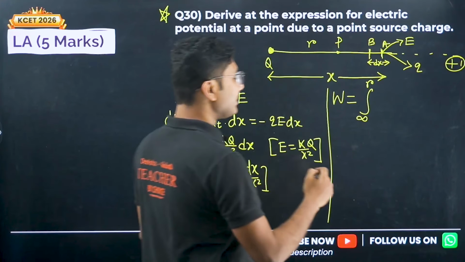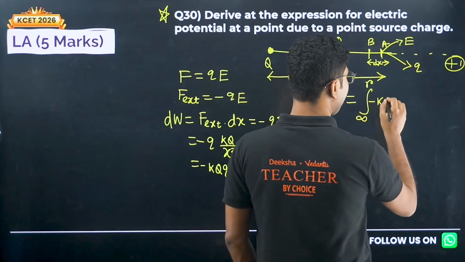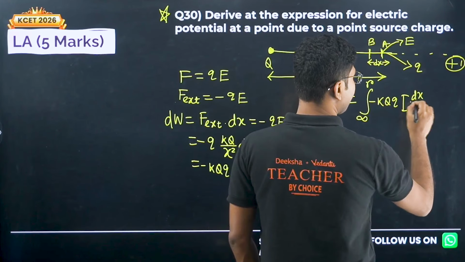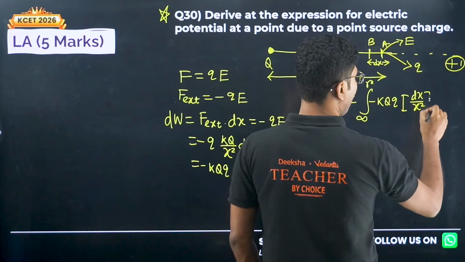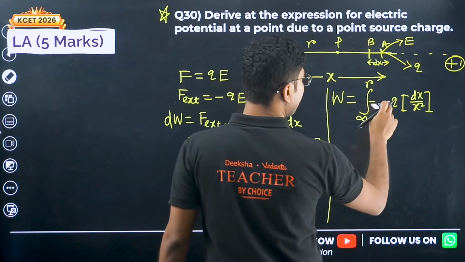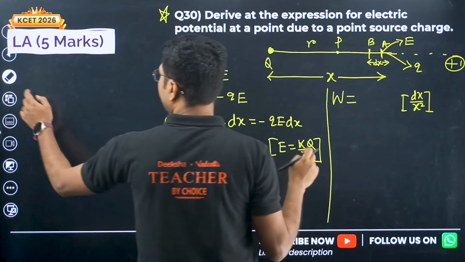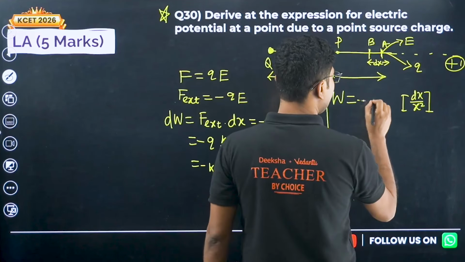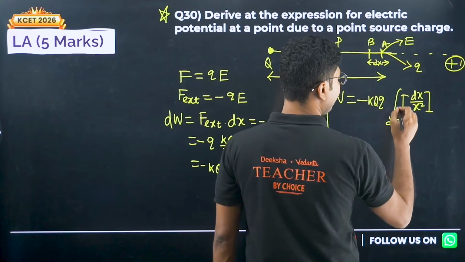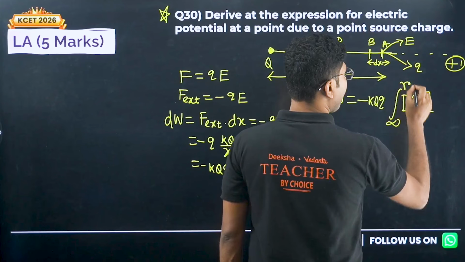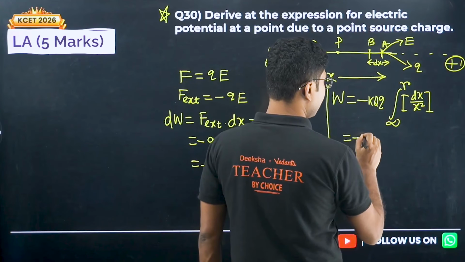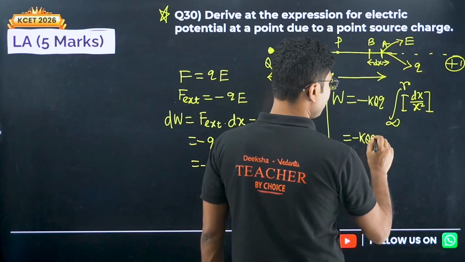and we have to integrate this entire thing: minus K capital Q dx upon x square. Obviously this one is constant, so it will straight away come out of the integration, right? Any constant comes out of integration and differentiation. So K capital Q small q, integration from infinity to r. Now this will be equal to minus K capital Q small q.